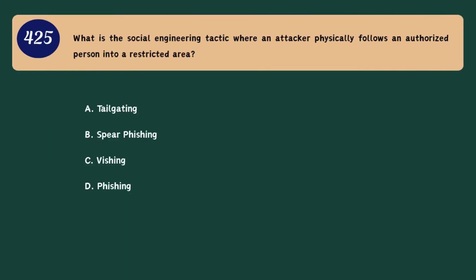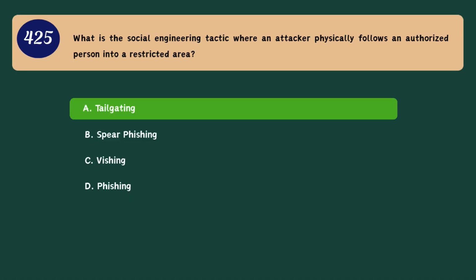Question 425. What is the social engineering tactic where an attacker physically follows an authorized person into a restricted area? A. Tailgating. B. Spear phishing. C. Vishing. D. Phishing. Correct answer. A. Tailgating.